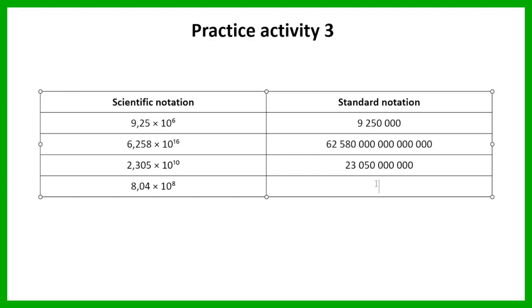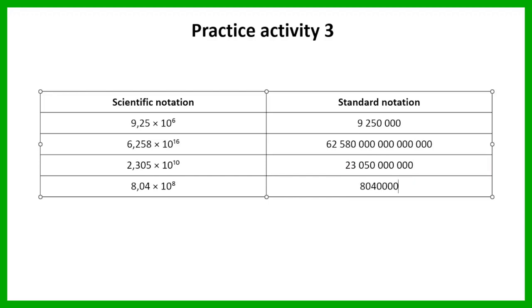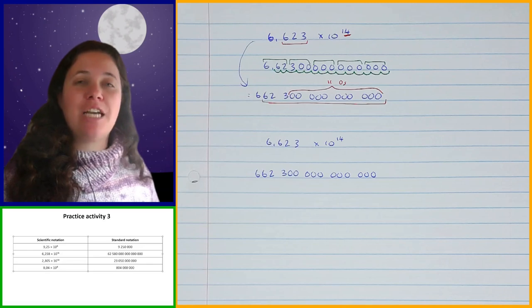And then the last one, I've got 8.04. Now in this one, again, I've got two decimal places. I need eight places after the eight altogether. So I'm going to say 8 minus 2 is 6, so I need to add in 6 zeros. So 1, 2, 3, 4, 5, 6. And then we're going to put in our spaces like that to make it easier to read. And that's what you should have got for all of those in that table. And that's how you work with scientific notation.